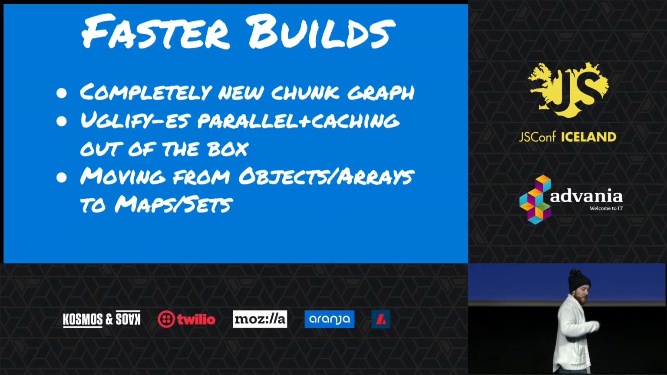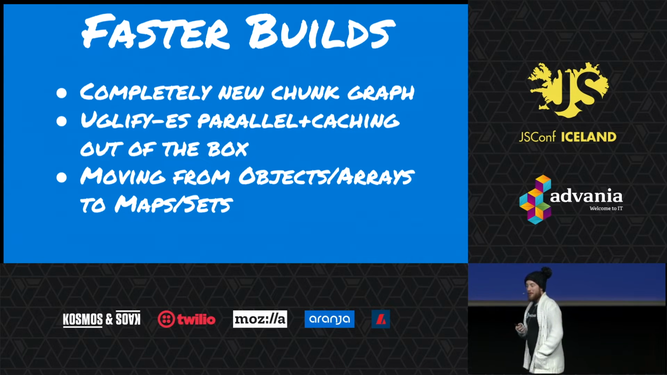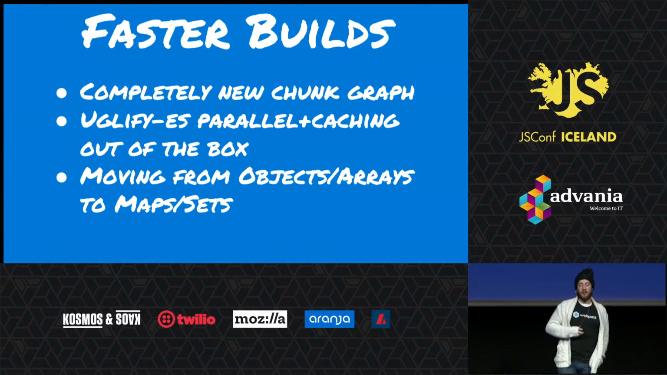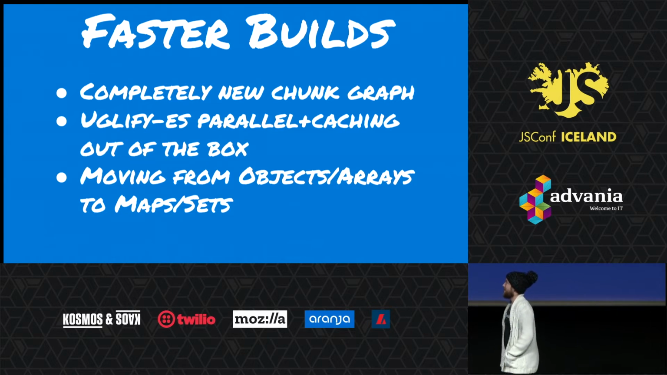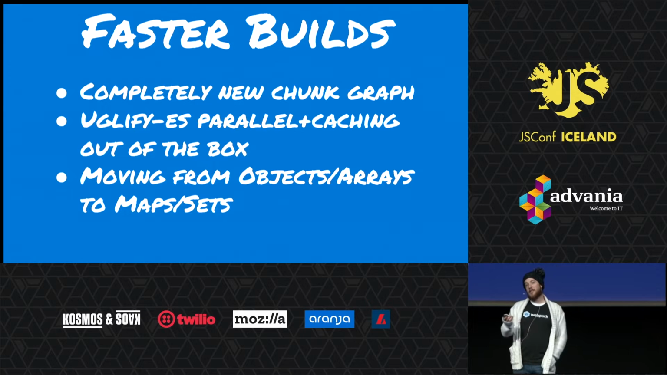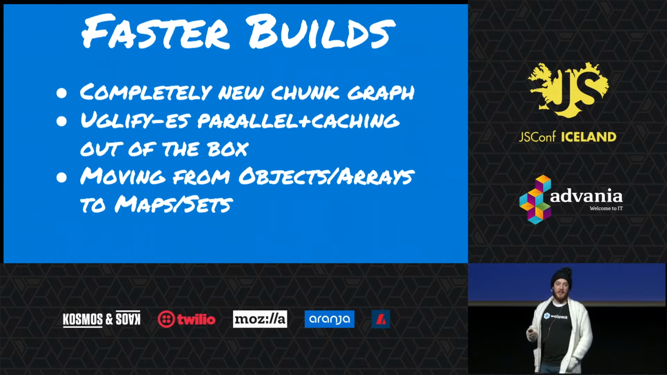But for faster builds, we completely re-architected the way that we define what a chunk is. And a chunk is just the in-memory version of the bundle we created. But we also added additional features like Uglify.js. We're going to be using it in parallel and caching it out of the box. And we also modernized a lot of the pieces that we had in just old ES5 object syntax, and we moved to using maps and sets.